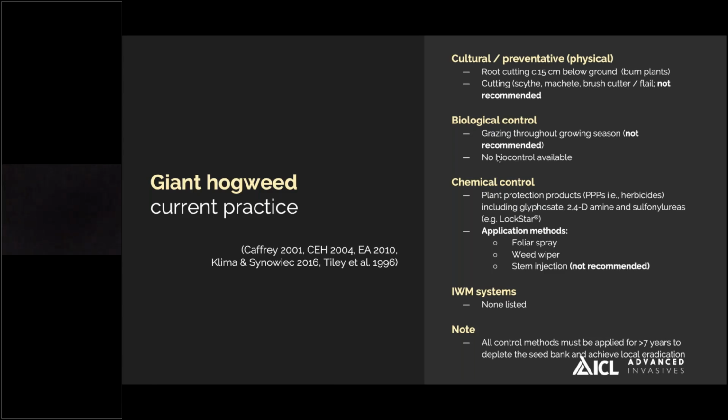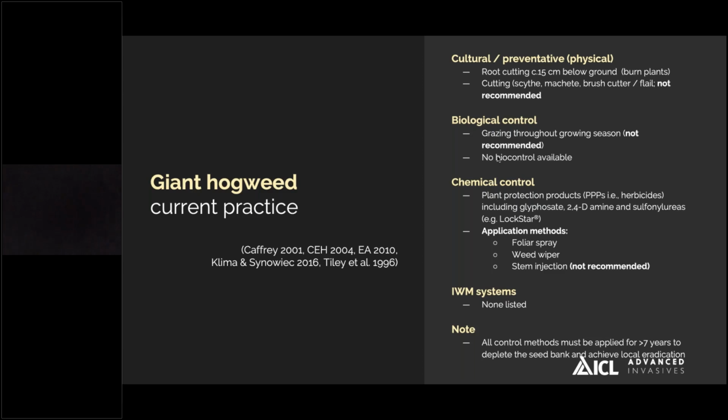In terms of the application methods, again, there's a wide range of recommended application methods, but certainly in most settings, we're going to be looking at foliar spray using a knapsack sprayer. There's also a recommendation for stem injection, and I can't see the value in this. Again, you're more likely to come into contact with sap, and there are health and safety issues associated with that.